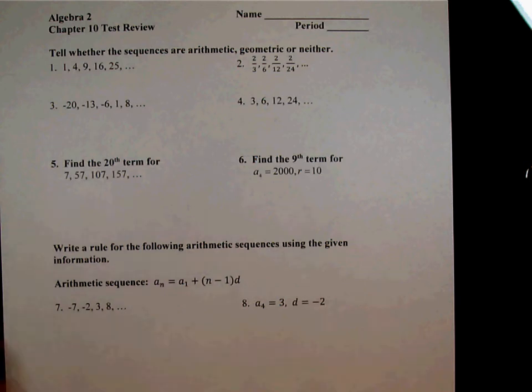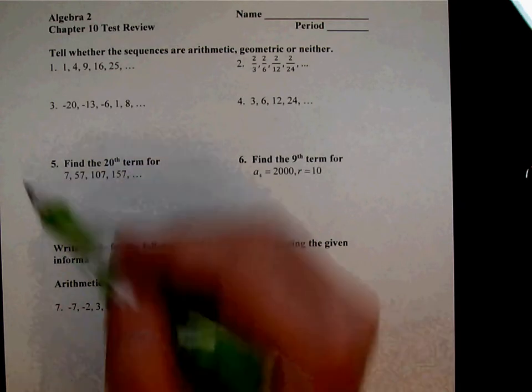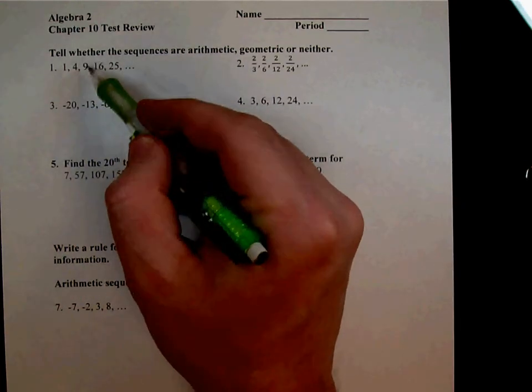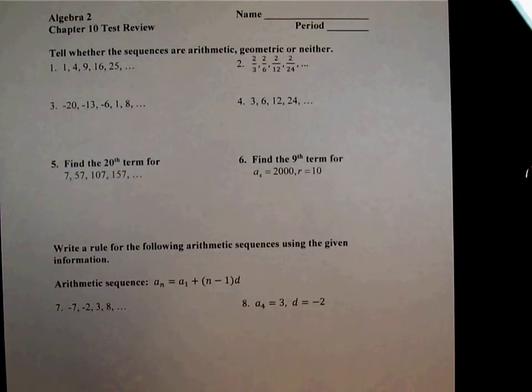Okay, number one, we're trying to decide what kind of sequence it is. 1, 4, 9, 16, 25. Looks like I'm adding 3, adding 5, adding 7, adding 9, so that's not the same number every time. So it's not arithmetic. For geometric, I consider what I'm multiplying by. Multiply by 4, and then, oh, no, it's not that either. So this would have to be a neither.